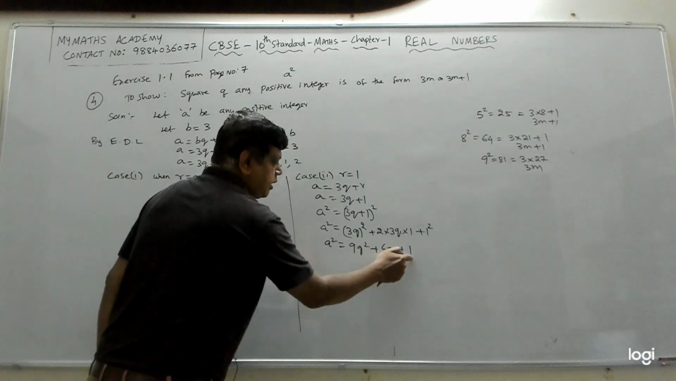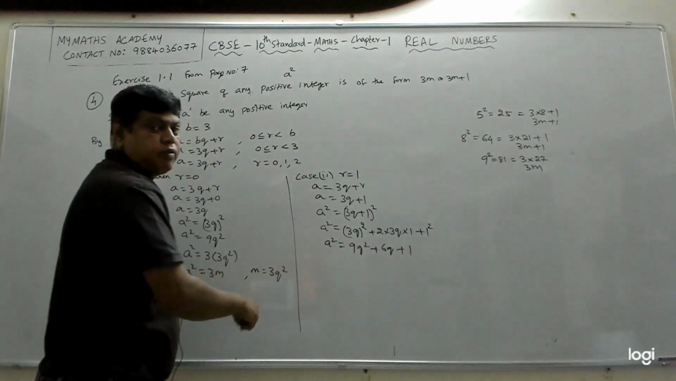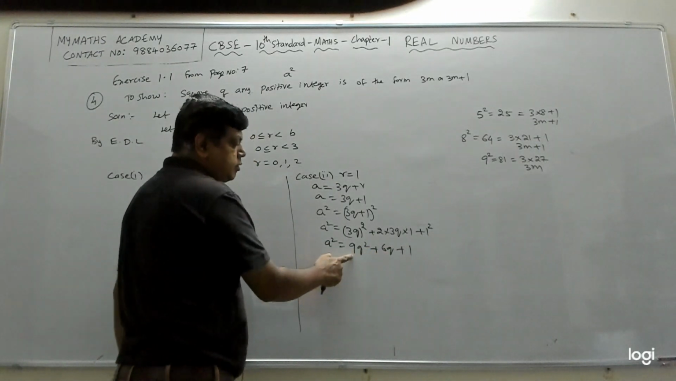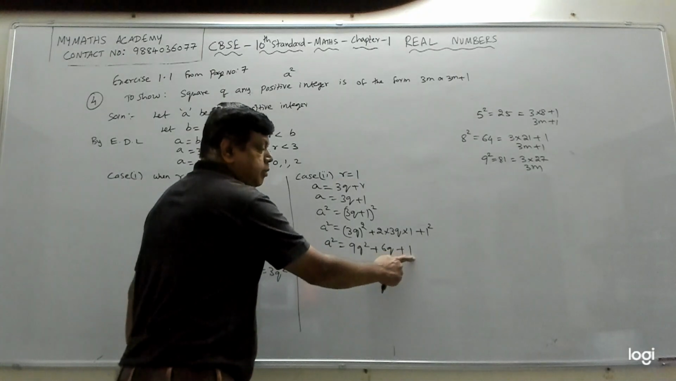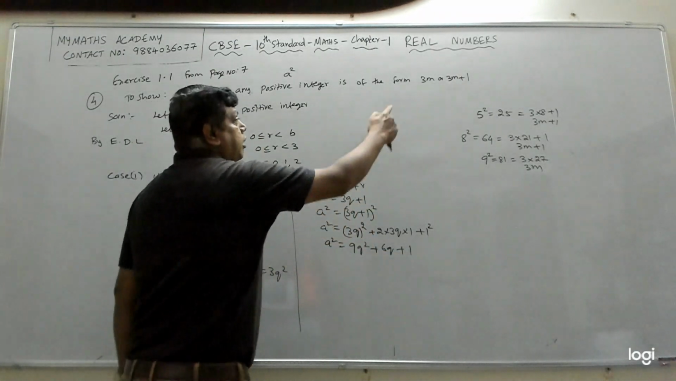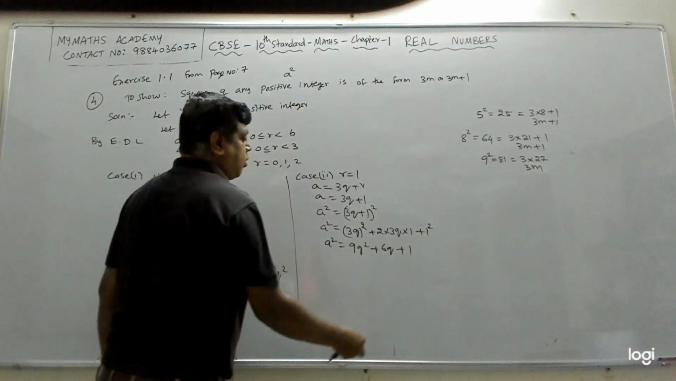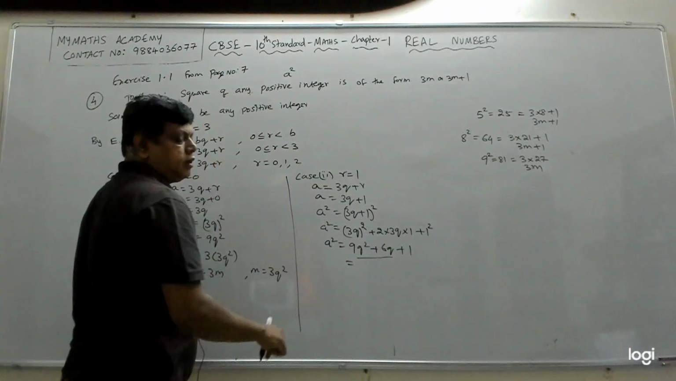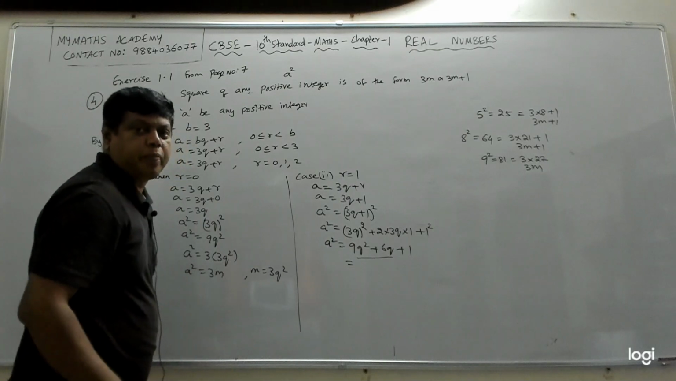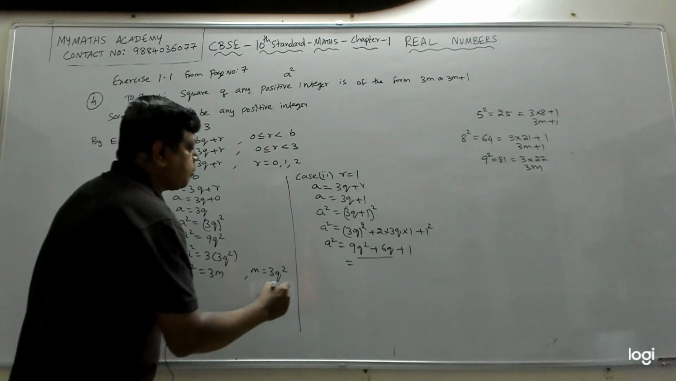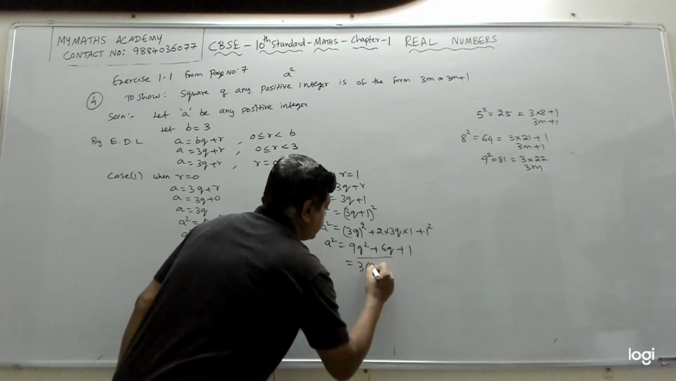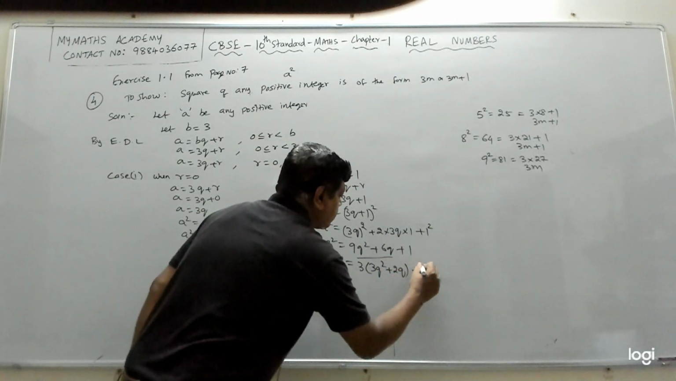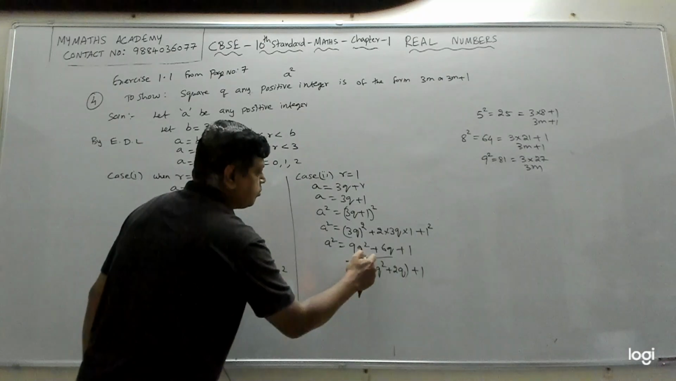We have to first check whether I can take 3 common from everywhere. I cannot take 3 common because this is divisible by 3, 6 is divisible by 3, but 1 is not divisible by 3. So it may not take this form, but we have to check whether it is in this form. So here, at least with these two, can I take 3 common? Yes, I can take 3 common, because if I take 3 common, I'll get 3q square plus 2q. This 1 I'm writing as it is. From these two I'm taking 3 common.